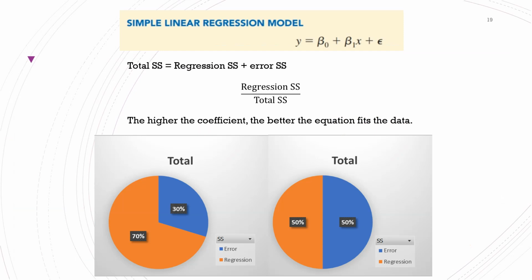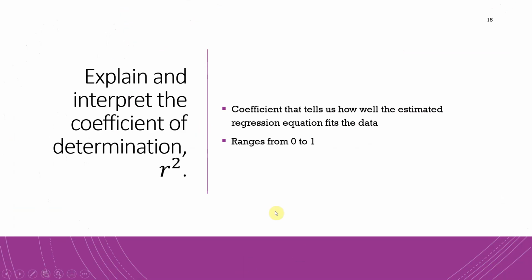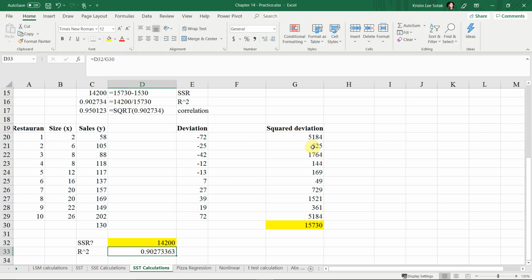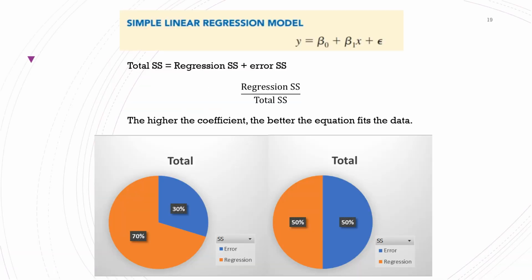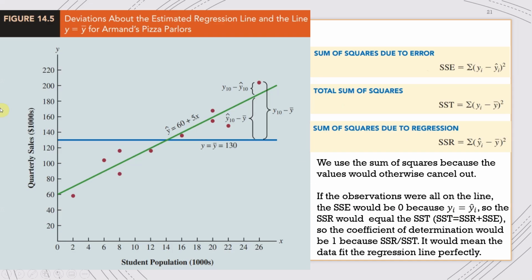Remember, let's go back to our slide. What does that mean? It tells us how well our estimated regression equation fits the data. And it ranges from 0 to 1, with 1 meaning it's a perfect fit. So we got 0.9. So that's actually really good. And if we look at our data, our data are pretty close to this green line. It's not as though we have dots or observations all the way up here and down here. They're all pretty close to the line.